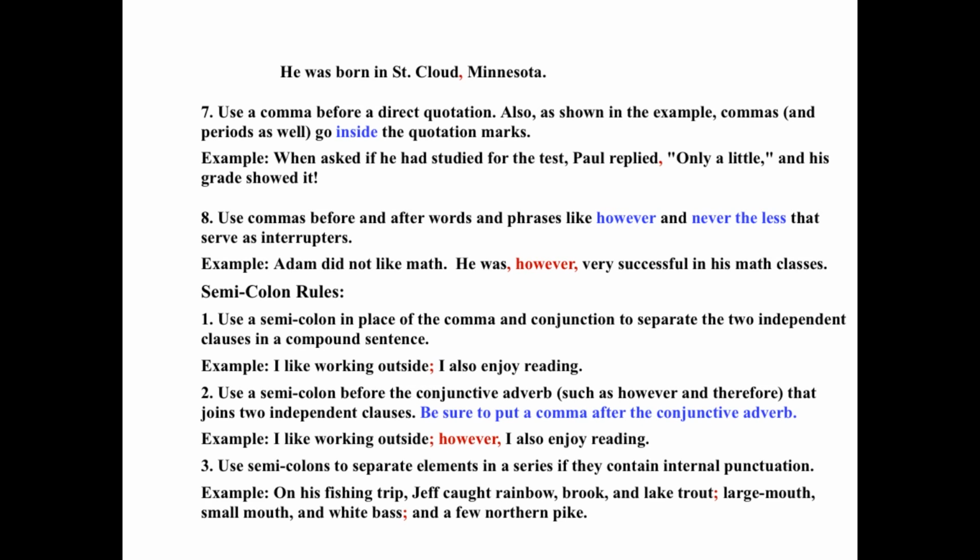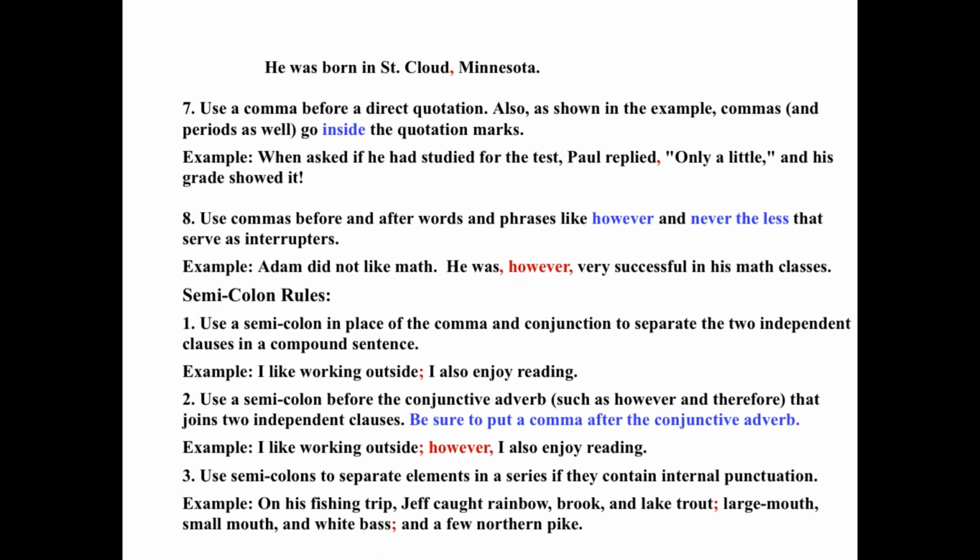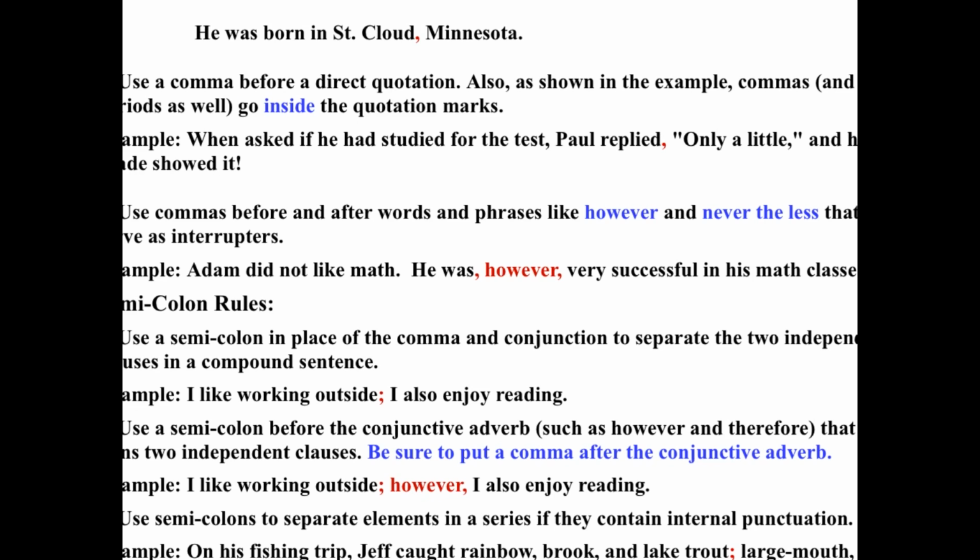Here we go. You use commas before and after words that are interrupters. However, nevertheless. All right, these interrupt the flow of the ideas. Adam did not like math. He was, however, very successful in his math classes. Okay, that's an interrupter. You got the flow going. All right, this guy does not like math. Cool, cool, cool. And then boom. We do learn he's very successful in math. It interrupts the flow. You need commas around it.